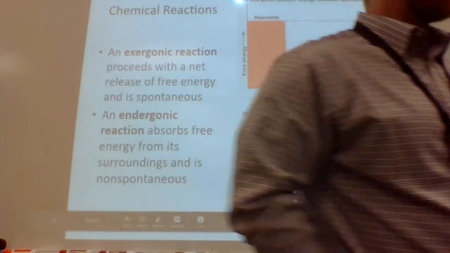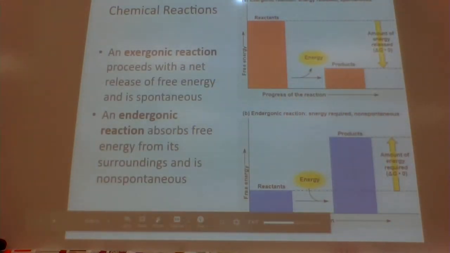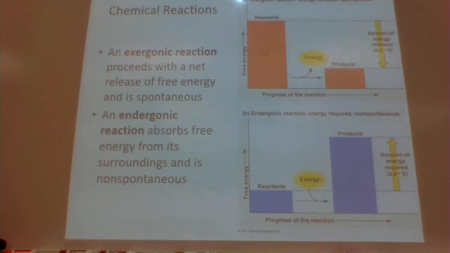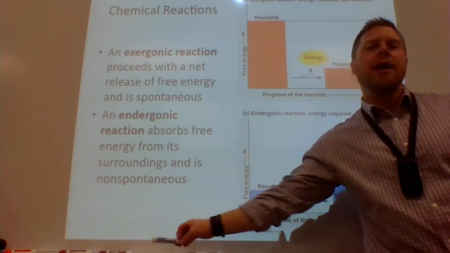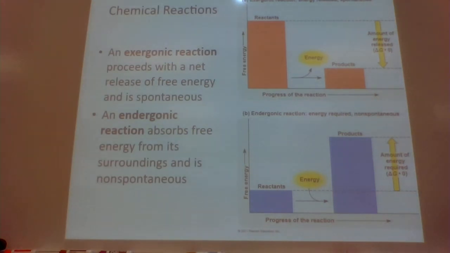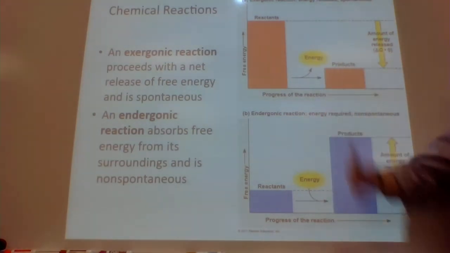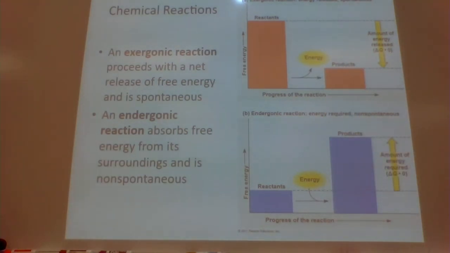So we ended yesterday talking about chemical reactions, and we said that there's two types of chemical reactions. You have exergonic reactions, and you have endergonic reactions. And I wanted to start by doing a better job looking at these reactions. Whenever you look at an endergonic or exergonic reaction, you're always going to be examining graphs or data tables like this.